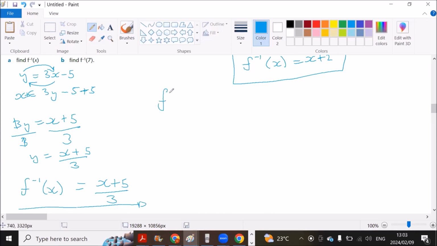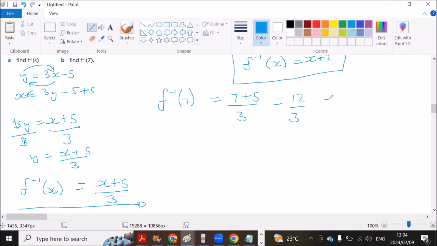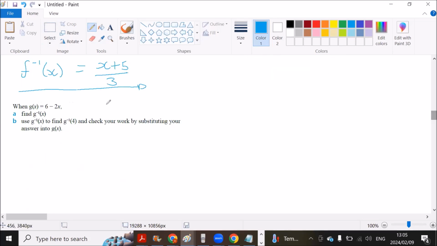Now f to the minus 1 of 7. We are simply replacing x in our inverse function with 7, which is 7 plus 5 over 3, which is 12 over 3, which is 4. So that is our answer. Now let's look at this example. When g of x is equal to 6 minus 2x, find g to the minus 1 of x.